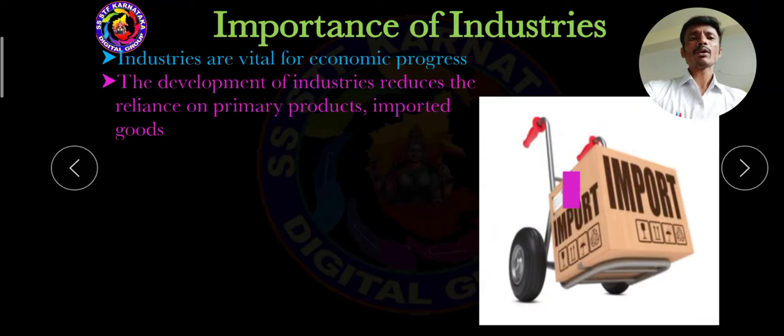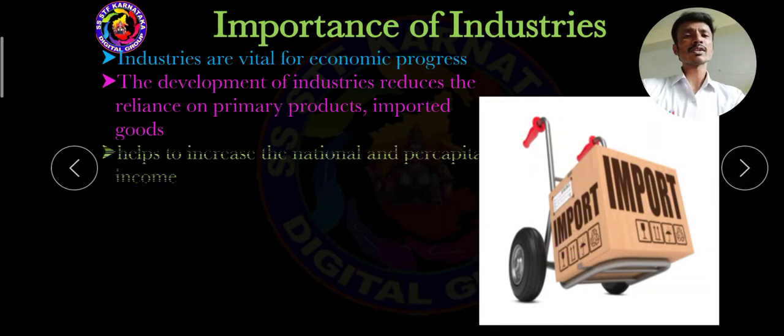The development of industries reduces the reliance on primary products and imported goods. Reliance means faith, belief, support, or trust. So here we have to trust in the industries. It leads to economic development, and through industries we can import the needed goods and services to our Indian country, my dear students.